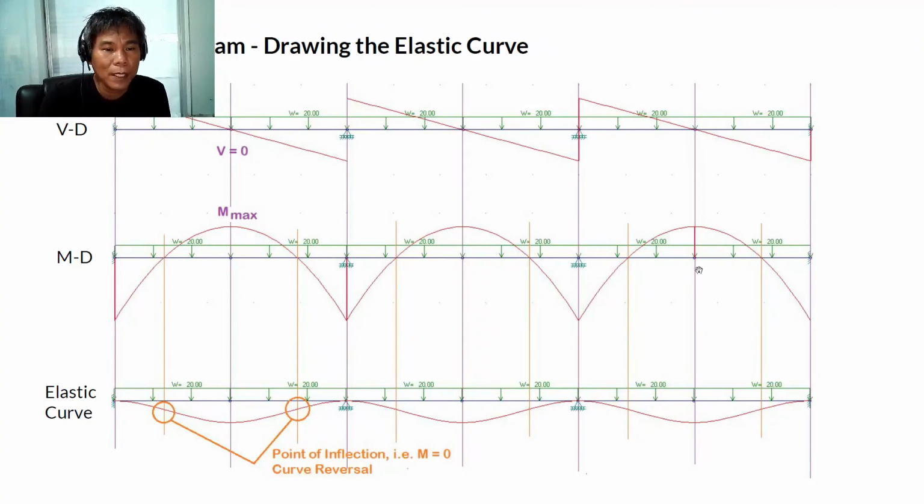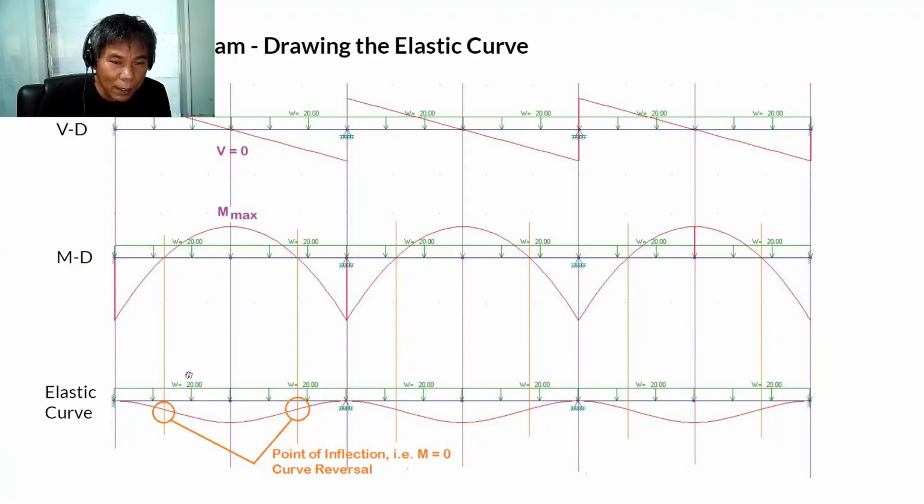I want to emphasize the portion where there is a change in curvature from concave downward to concave upward, or concave upward to concave downward. How do we determine that? Look for the zero moment. The zero moment will give you the point where the reversal of curve will happen, and we also call it the point of inflection, where the bending moment is zero.